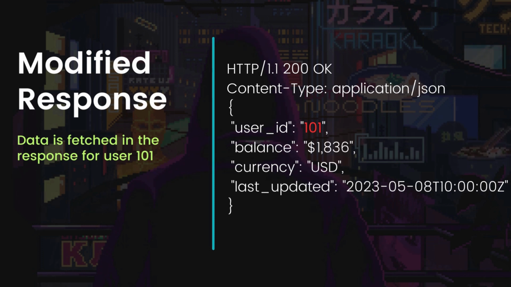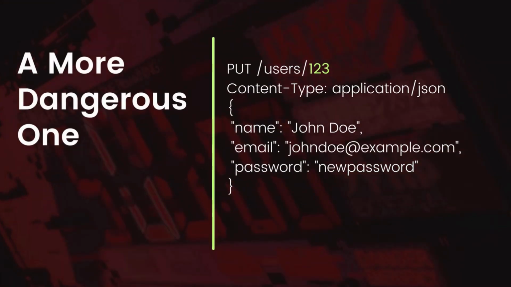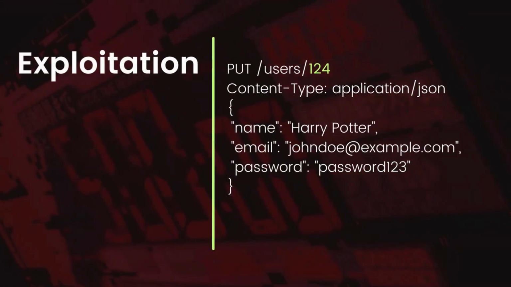Let's have a look at another example. This API endpoint is updating a user's information according to the data provided in the JSON body. Again, the endpoint is identifying whose data needs to be updated according to the ID, that is 123. So this number is the identifier for the resource that needs to be updated. Again, an attacker can simply change the ID to a predictable number and then change any user's email and password, leading to whole account takeover. As you can see, how dangerous it can be.